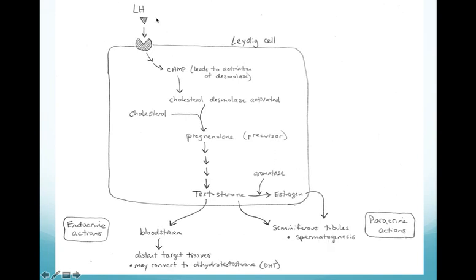Okay, now just to back up a hair, right, and we'll see this in the next slide, LH and FSH, the other, its sort of counterpart hormone, come from the anterior pituitary, right, and they are stimulated by GnRH, which came from the hypothalamus.